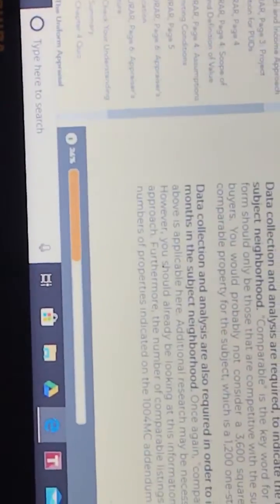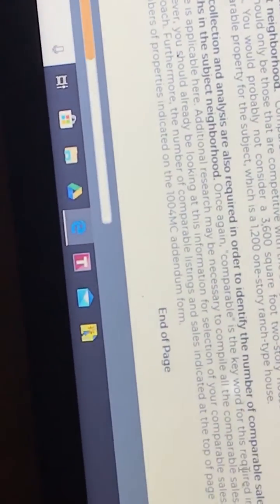However, you should already be looking at this information for selection of your comparable sales to be used in the sales comparison approach. Furthermore, the number of comparable listings and sales indicated at the top of page 2 should also be consistent with the numbers of properties indicated on the 1004 MC addendum form. End of page.